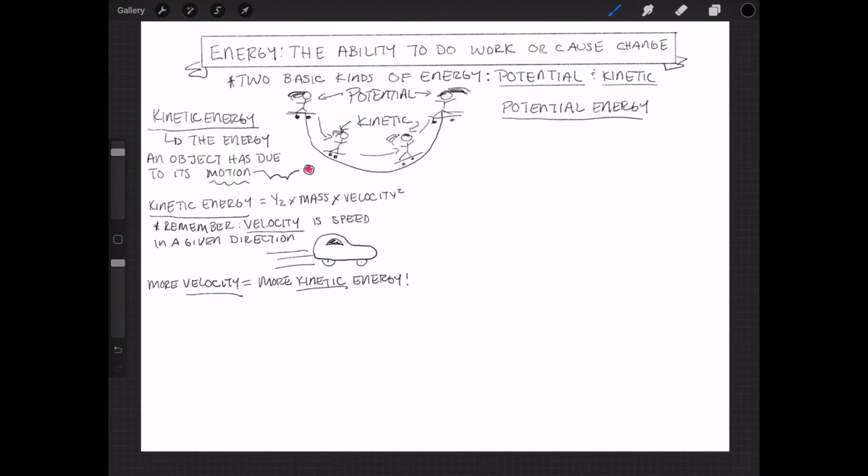All right, potential energy, if we remember, okay, potential energy is stored energy, right? Stored energy that results from the position or shape of an object.